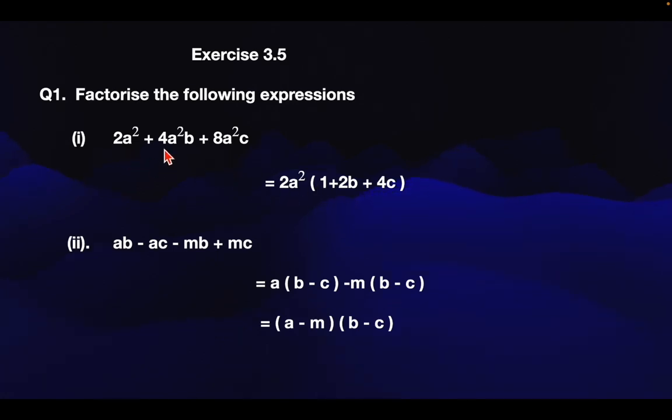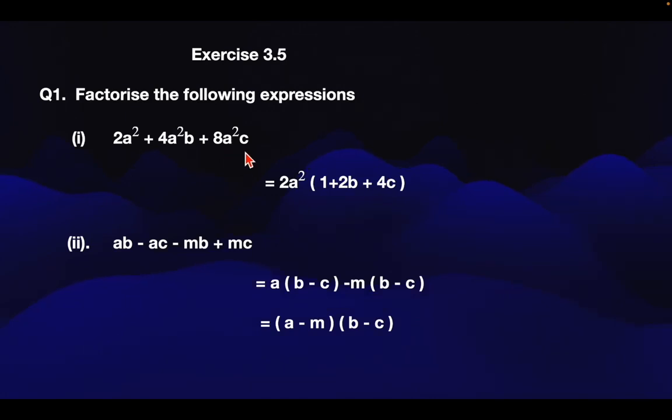Okay. So here in the next term, if we take out 2a square, what is left? The factor left is 2b. So write down 2b. You can cross check it. So if you open the bracket, this becomes 4a square b. That's what it is. So we have done it correctly. So here plus the factor left is 4c. Okay, close the bracket. So this is the answer.